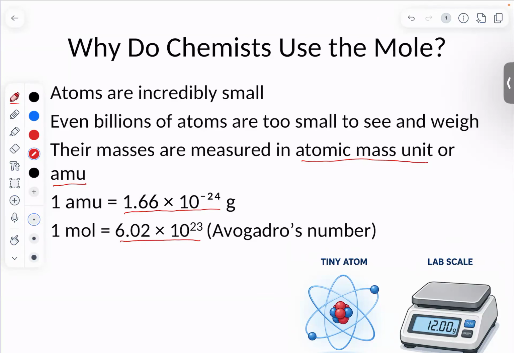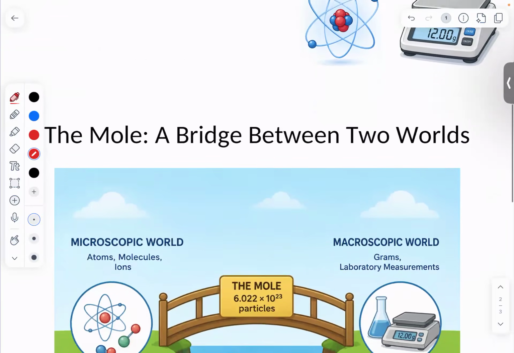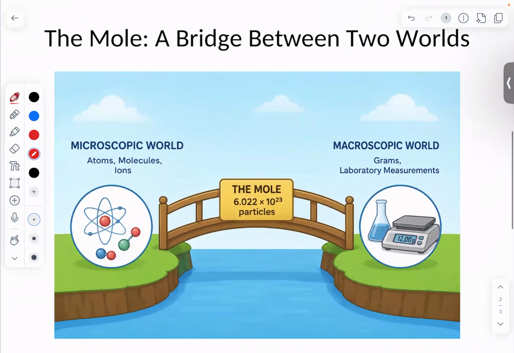This is where the mole comes in. A mole is defined as 6.02 times 10 to the 23rd particles, which is also Avogadro's number. The mole is a bridge between the two worlds. Now we can see clearly on the left side, we have the microscopic world of atoms, molecules, and ions, while on the right side, we have the macroscopic world of grams and the laboratory measurements. In the middle, the mole, the connection or the bridge between the two worlds.